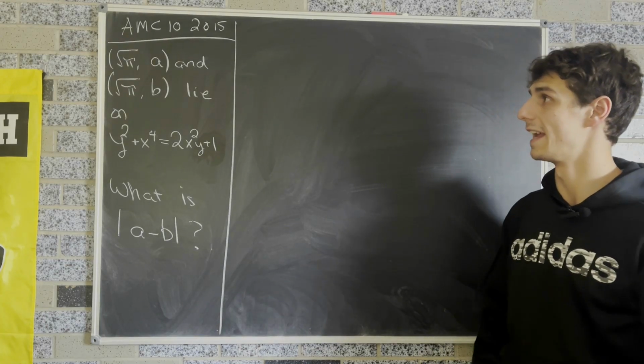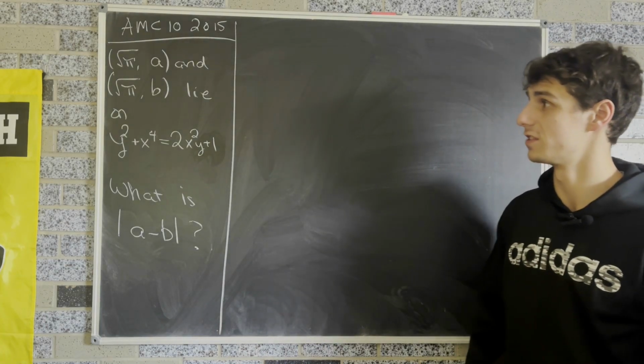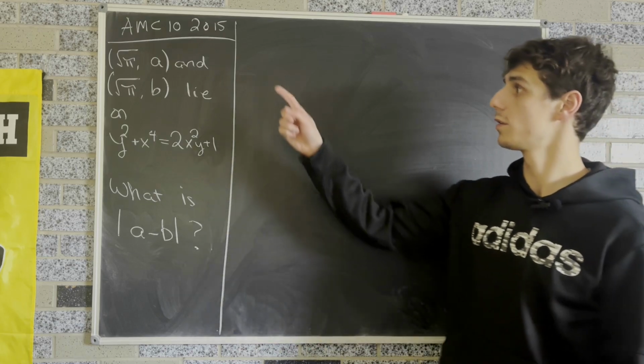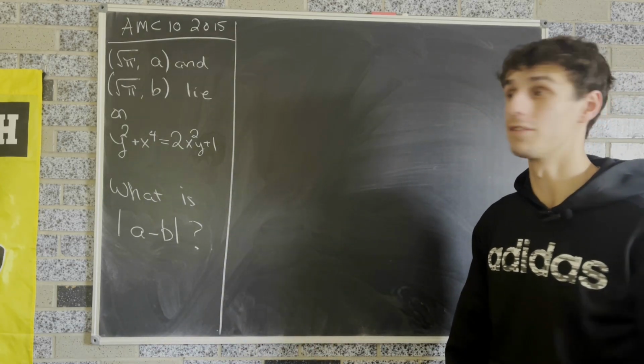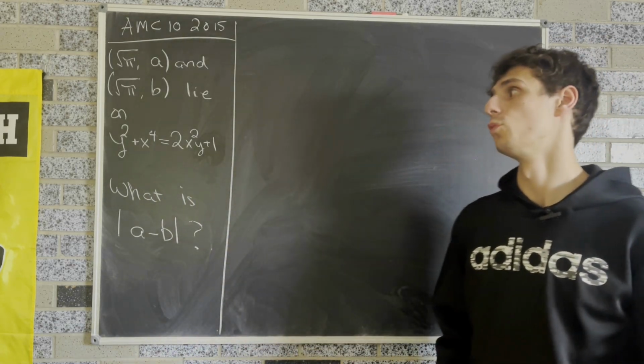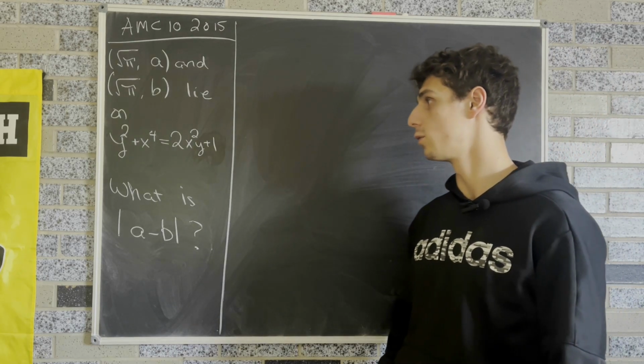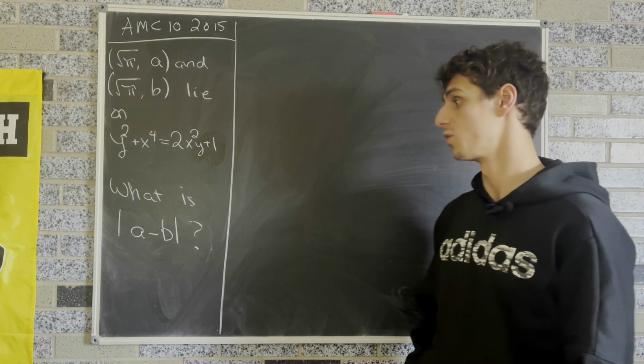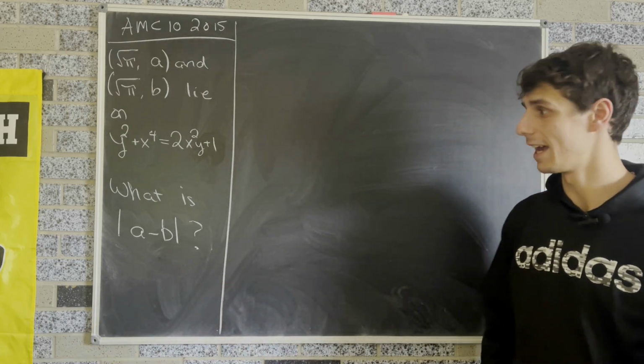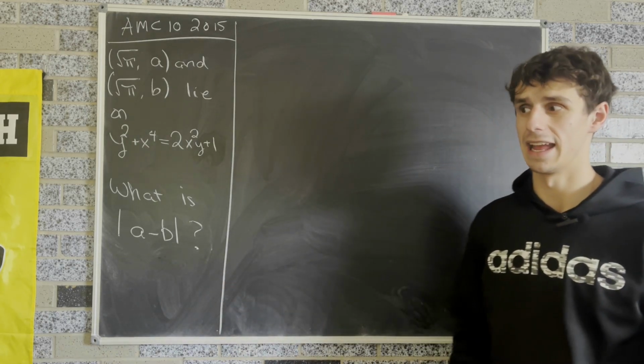Today's math puzzle comes from the AMC 10 math competition in the year 2015. It tells us that the points (√π, a) and (√π, b) lie on the curve y² + x⁴ = 2x²y + 1, and it asks us to find the absolute value of the difference between a and b.